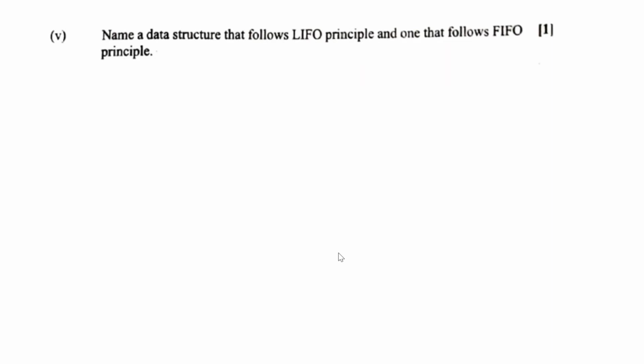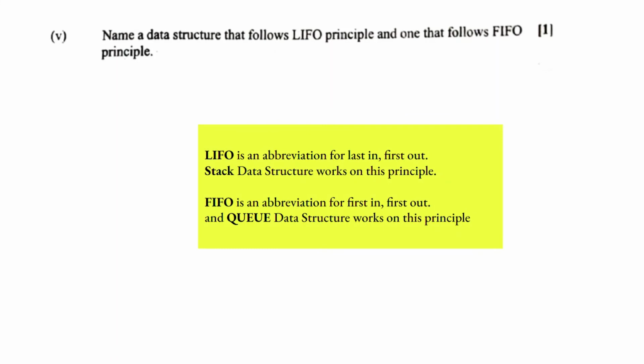Then there was a question: name the data structure that follows the LIFO principle and the one that follows the FIFO principle. LIFO stands for last in first out, whereas FIFO stands for first in first out. The best example of LIFO in data structures is stack. Stack demonstrates this principle, where an element which is inserted recently, or last, can be popped out or taken out on the first priority. Similarly, if you look at the queue data structure, the element which is inserted first will be taken out first.